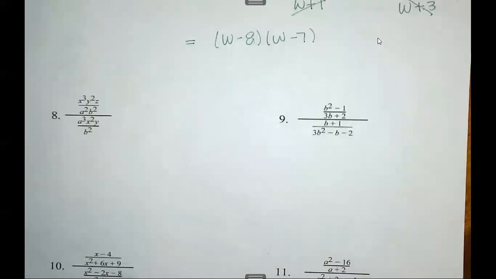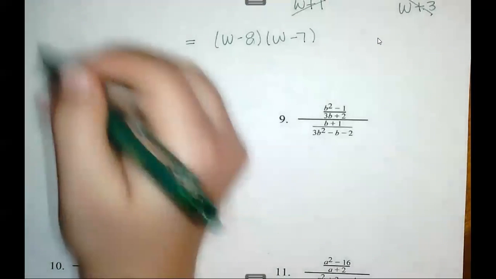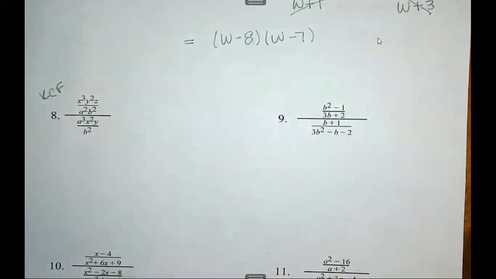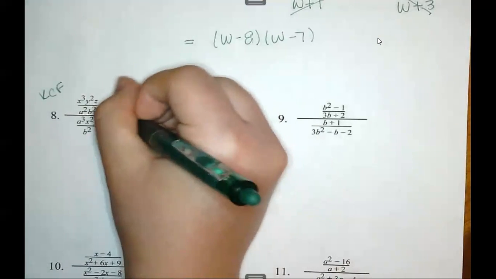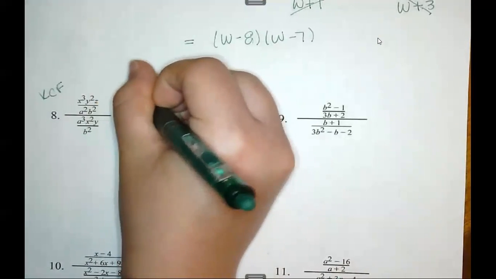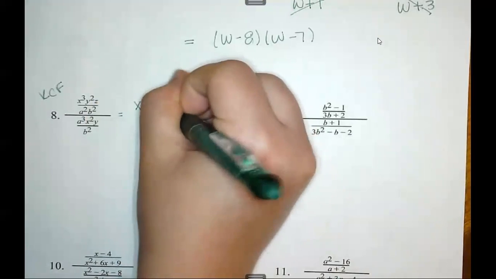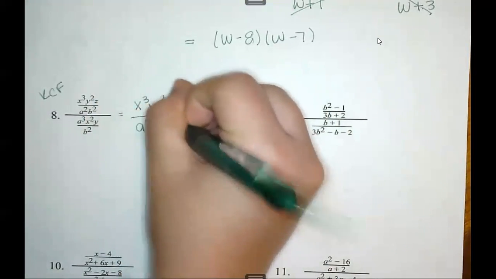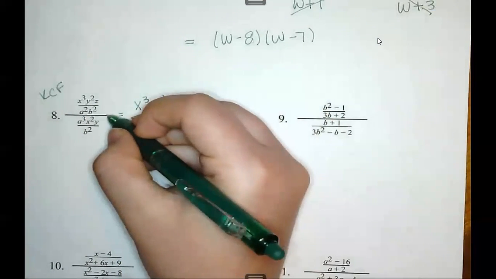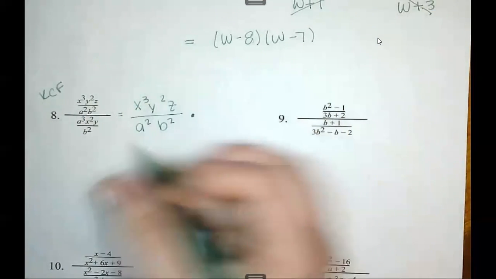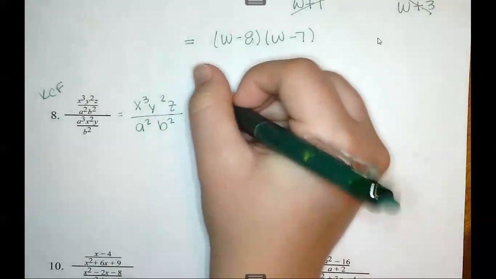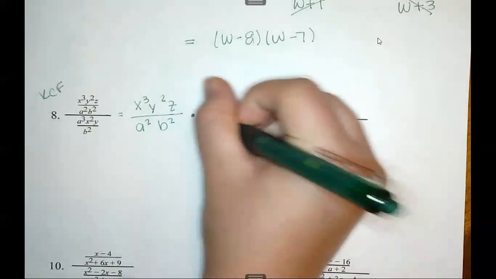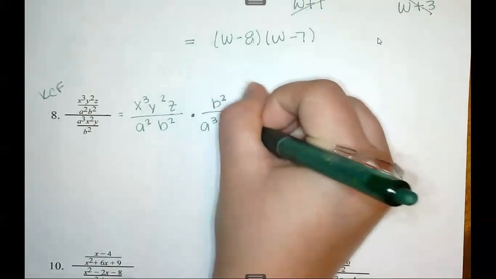Okay, number 8. We are dividing fractions again. So remember, that means we keep, change, flip. So I'm going to keep my first fraction. I've got x cubed y squared z over a squared b squared. Change from division to multiplication and flip my bottom fraction over. So now it's b squared over a cubed x squared y.